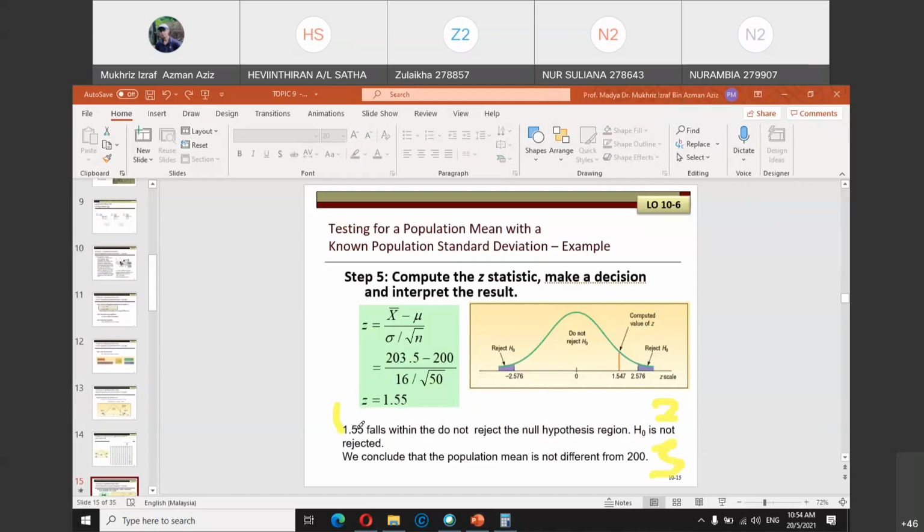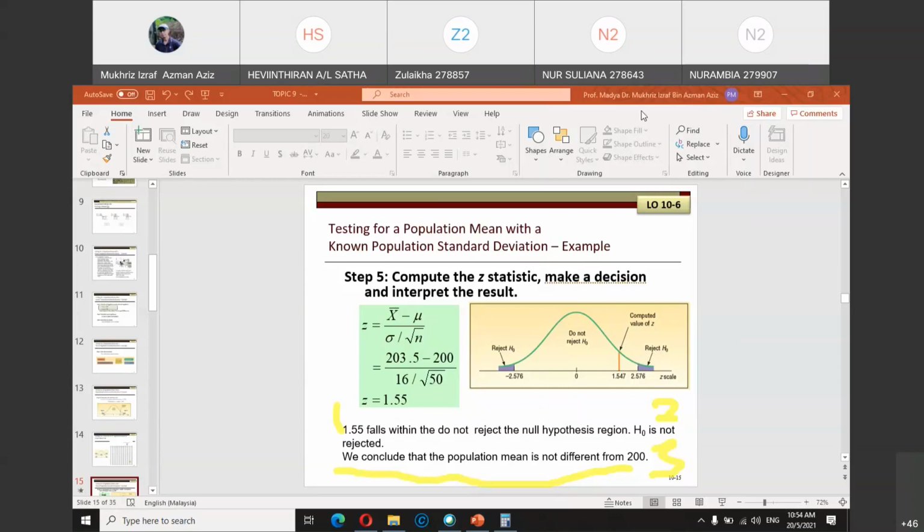The first part, whether the calculated Z is inside or outside. Second part, whether you reject or do not reject. The third part is the meaning of your decision. Even though you say that you do not reject, what does that mean? This is the important part, where you show that you understand the decision that you take from this test that you do.